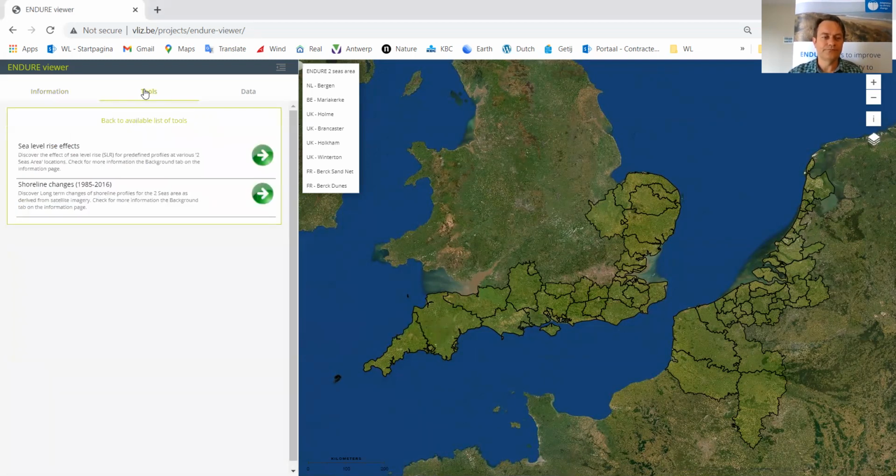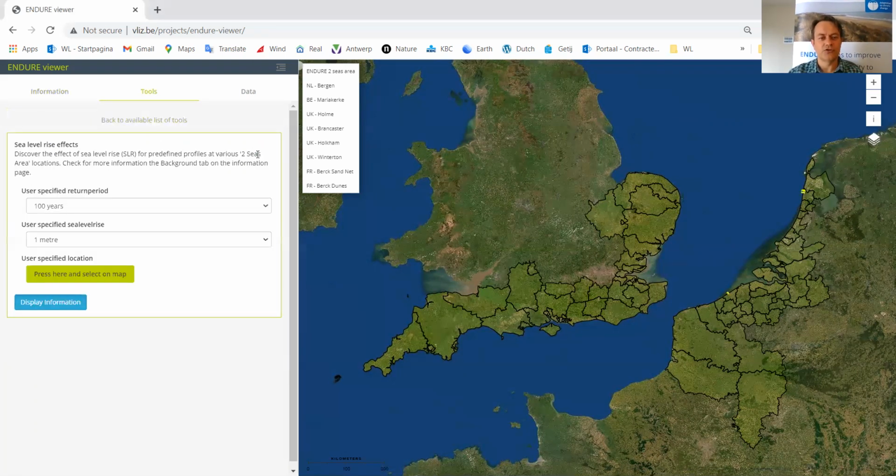If we move to the tools, we can look first at the sea level rise effect. So then we have a few options. First of all, to choose the return period, let's say 100 years, and then a specific sea level rise, let's say 1 meter. And now we have to focus on the location. We have 6 profiles on the study zone. So we can select one of these to see what can happen during an extreme event. So we select, let's say this one in the Netherlands, and then we can display the information.